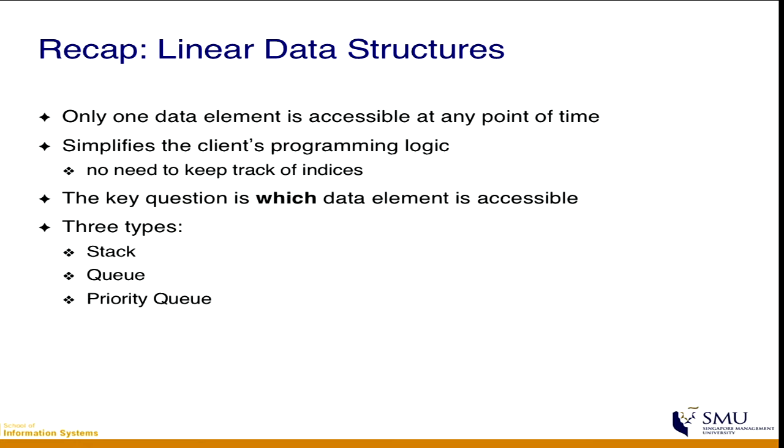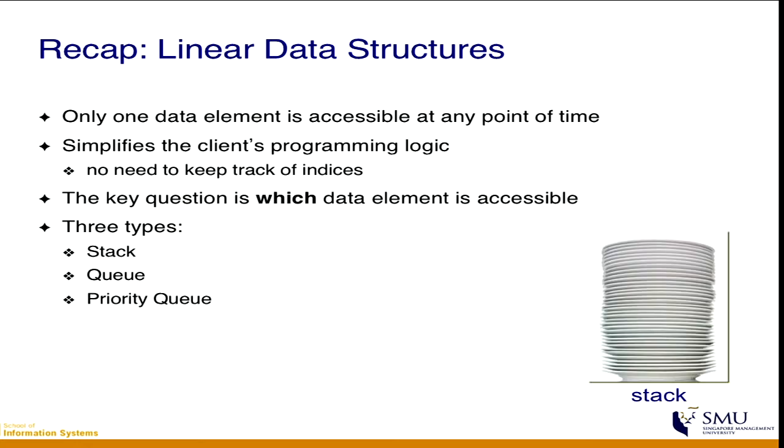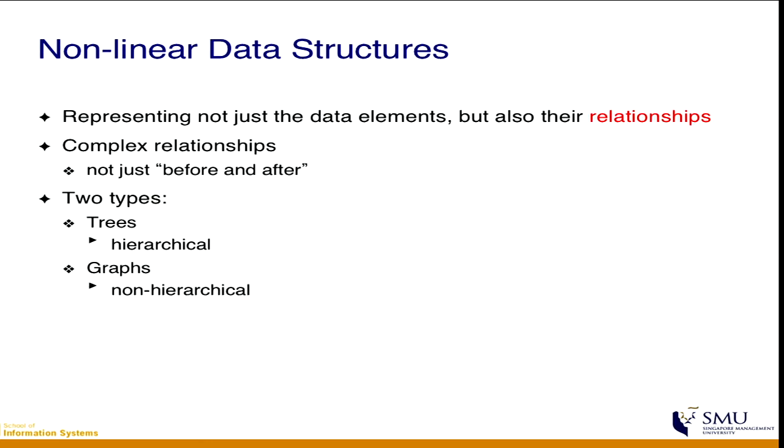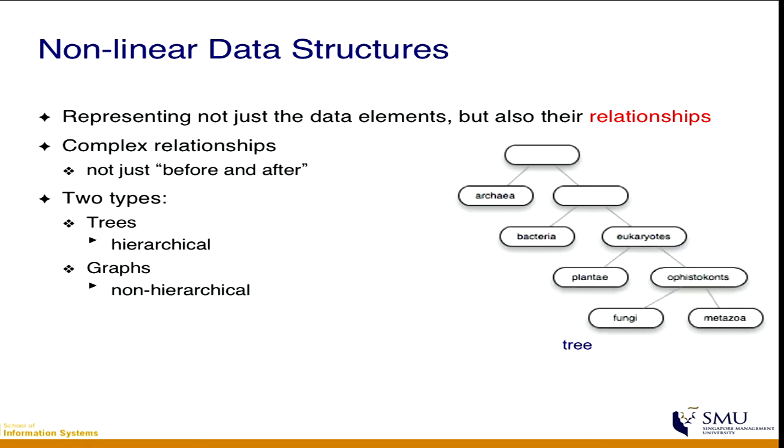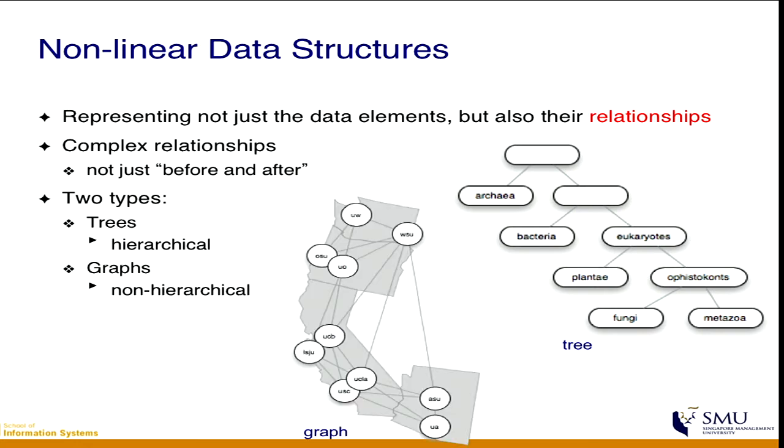Now, in a hierarchical form, things can actually be non-linear. That means that they can be non-linear in two different ways. One is in a hierarchical sense. Another one is a non-hierarchical sense. And these are the two structures that we're going to cover. Today we're going to talk about trees. We are going to talk about graphs later on after the midterm break. Trees essentially look like this, which are hierarchical in nature, whereas a graph looks more like a network.